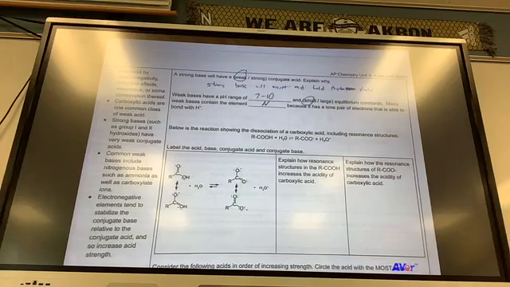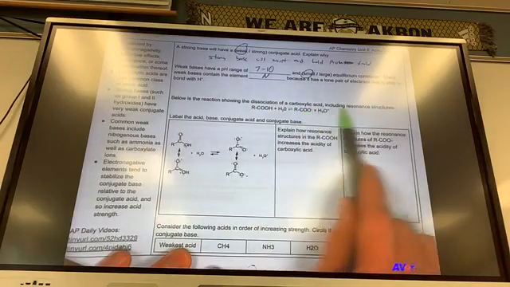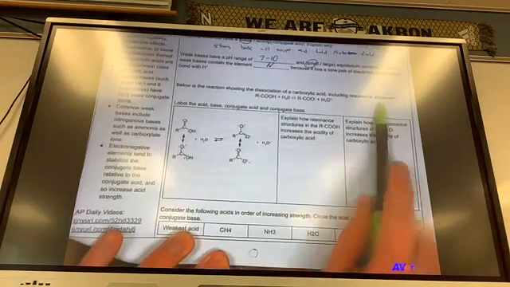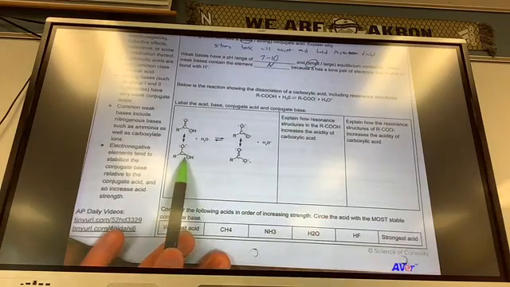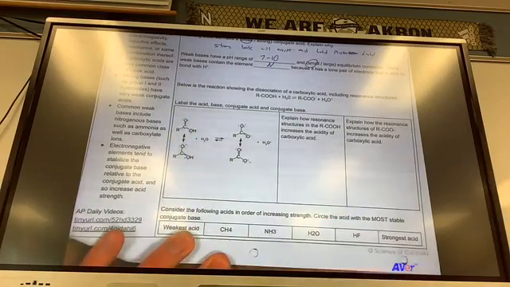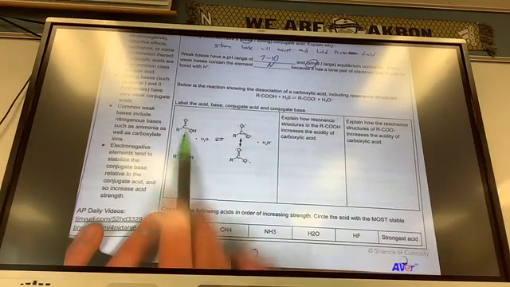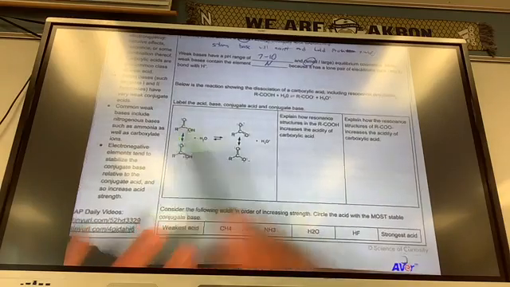So, below is a reaction showing the dissociation of a carboxylic acid, including resonance structures. So there's resonance here. This double bond can go between the O on the hydroxide or this O out here by itself. So this double bond can flip. Label the acid, base, conjugate acid, and conjugate base. So, right here, is this my acid or my base? What would you guys say?